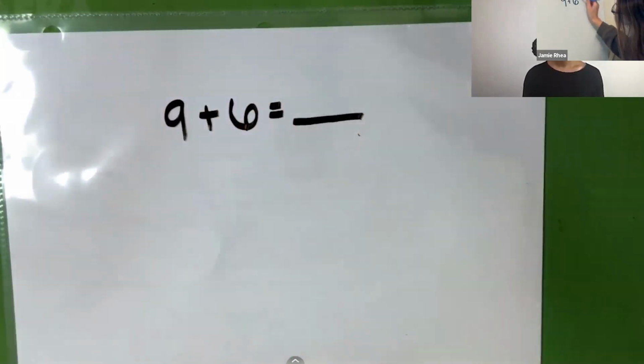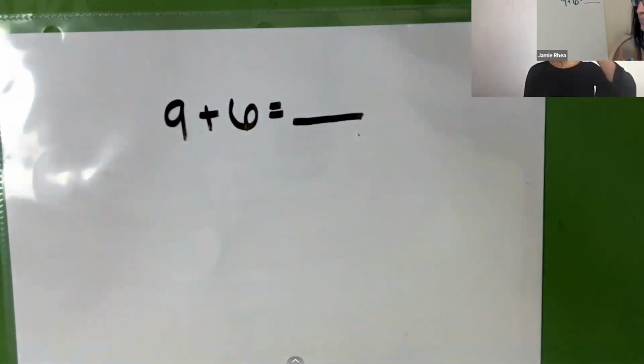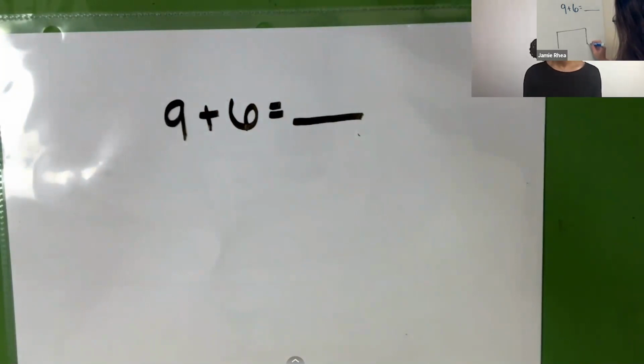Does 9 have any 10s? Nope. Say no way, Jose. No way, Jose. That's right. 9 doesn't have any 10s. Well, does 6 have any 10s? Nope, it doesn't. So let's see what happens when we add 9 and 6 together.